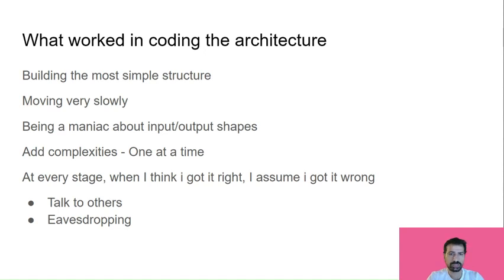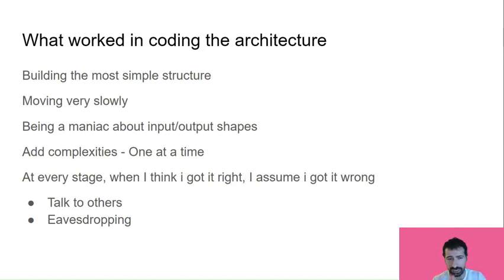What really worked was starting with the most simple structure. When you are coding, there are certain stages where you have to make a decision in terms of complexity, and at every stage I was making the decision to go with the simple. So instead of doing four heads immediately, I would do just one head. Instead of doing multiple layers, I would do just one layer. And I was moving very, very slowly.